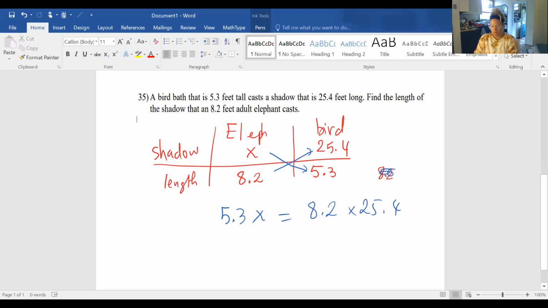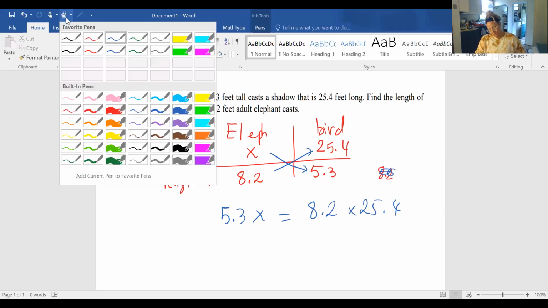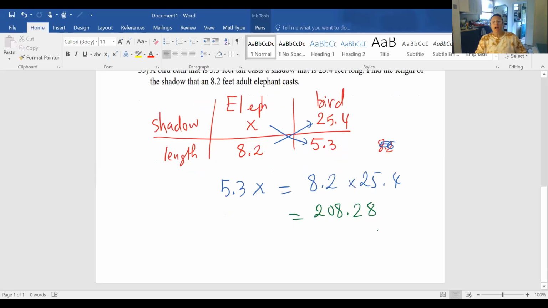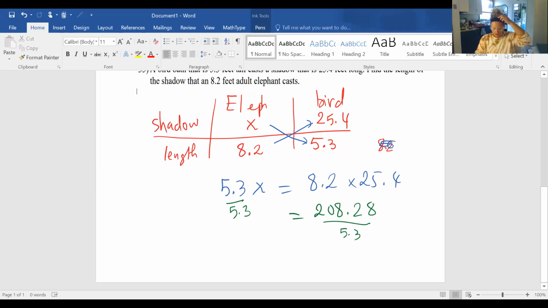And then to get x by itself, what do you do? So 8.2 times 25.4 is 208.28. And then to get x by itself, we divide by 5.3 on both sides. Exactly. And then we do the math. How much is that? 39.3. 39.2, point, well, point what?